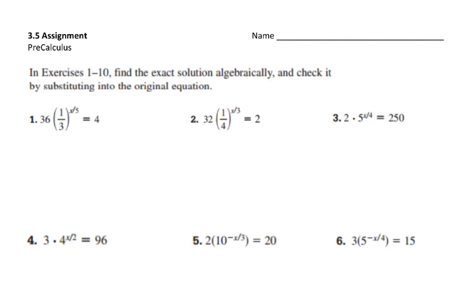Alright, so here we are with the 3-5 assignment. It says that we need to find the exact solution algebraically and check it by substituting into the original equation. I, P.S., am not going to substitute it back in, but officially on quizzes and tests, I would recommend it, because otherwise you probably missed a step. It's a test. People get nervous.